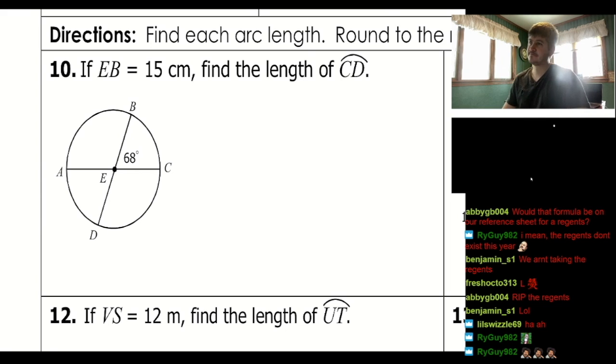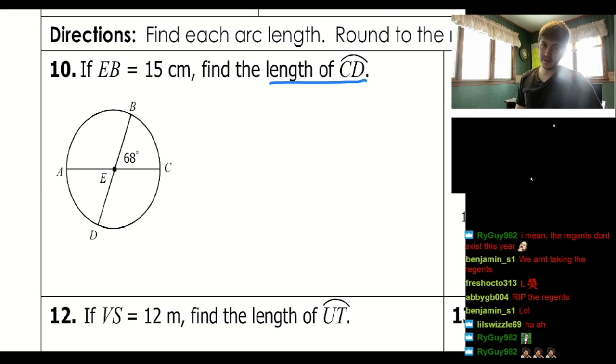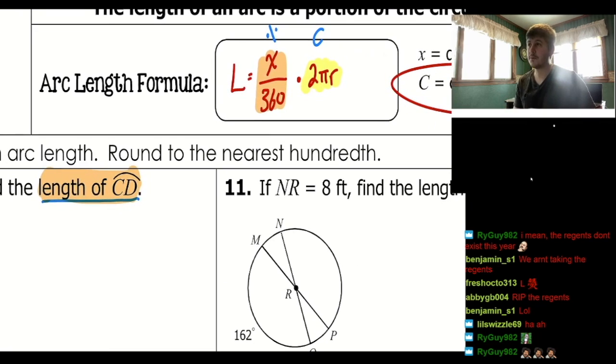So it says if EB equals 15 centimeters, find the length of arc CD. And this is where you really need to read the language of the problem, because in all the other questions we were finding the degrees, but now they use the word length of arc CD. They're not saying the measure in degrees. Because they're using the word length, this is how you know it's automatically going to be that proper equation that we just wrote up here.